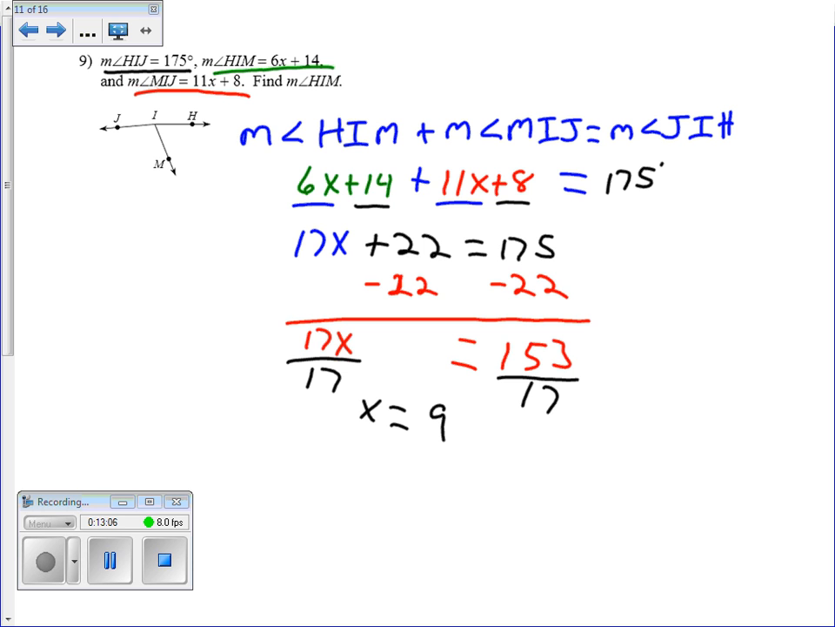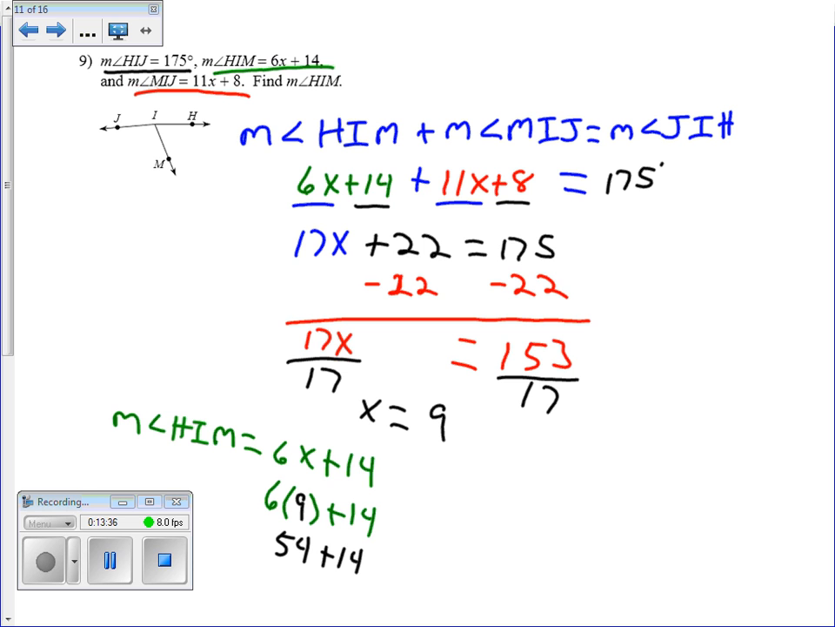Did I answer the question? No, I have to find HIM. So the measure of angle HIM is equal to 6x plus 14. So this is 6, and we said x was equal to 9. So 6 times 9 is 54 plus 14, which will give me 68. That is equal to the measure of angle HIM.